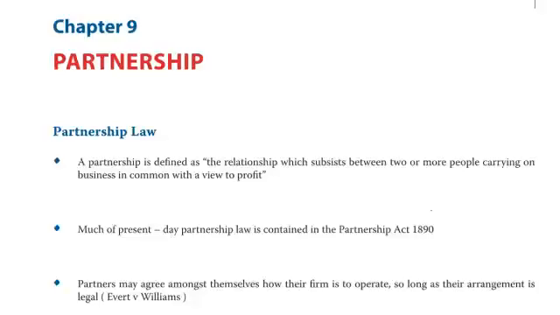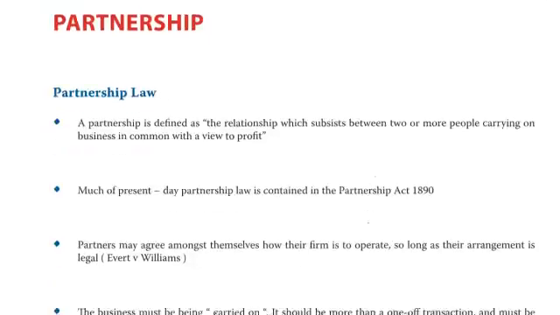Partners may agree amongst themselves how the firm is to operate, but their arrangement must be legal. The case Everet v Williams, I've never been able to find the case, but I believe it's a genuine case about partnership law going back into the 18th century, about a partnership between two highwaymen, and of course, being an illegal activity, the partnership principles did not apply to them.